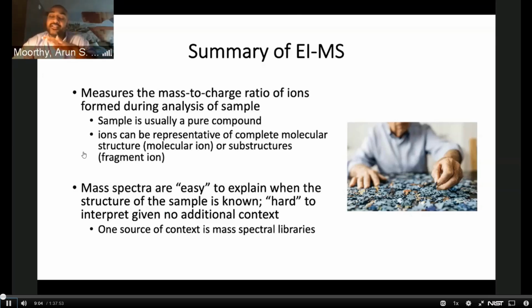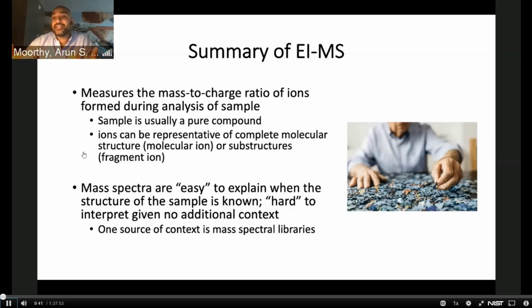The mass spectra are easy, and I say that loosely. They're easy to explain when the structure of the sample is known, much harder to interpret when you have no additional context. And I liken this to working on a puzzle. If you've got a puzzle and the lid of the box that your puzzle came in, and you see what the puzzle is supposed to be, you can piece things together pretty easily. If you've lost the box and you don't know anything about what the puzzle is supposed to end up being, it becomes a lot harder. Of course, also to stick with the puzzle analogy, some puzzles are easier to put together than others.